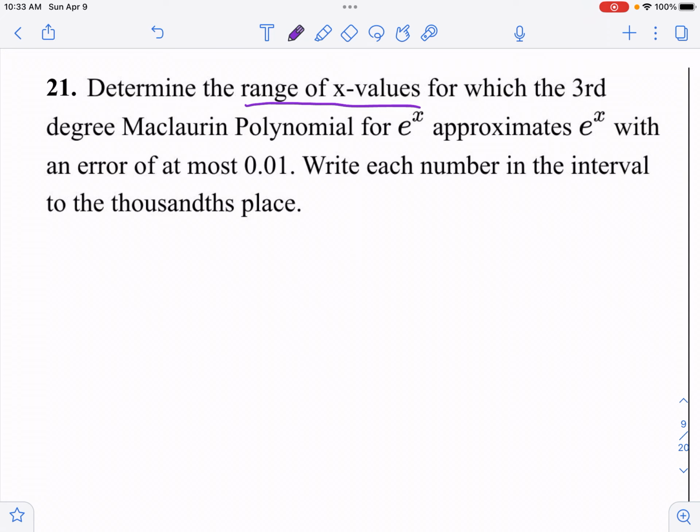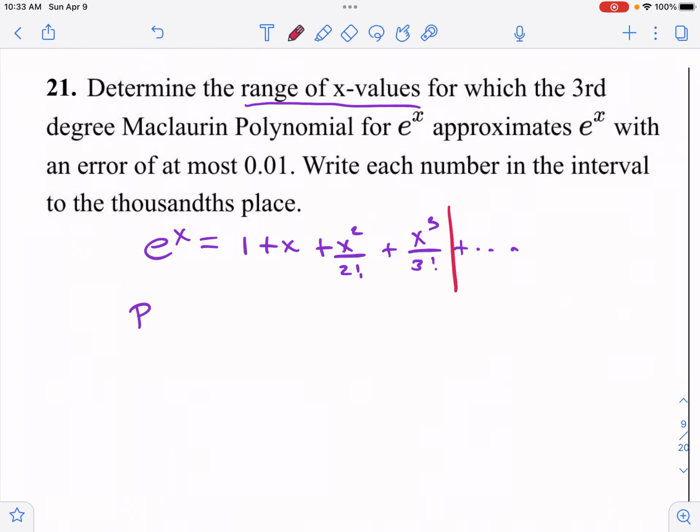So the way to do that, let's first write down our third degree Maclaurin polynomial for e to the x. So remember, e to the x is 1 plus x plus x squared over 2 factorial plus x cubed over 3 factorial, etc. Now we're going to use the third degree, so we're going to truncate here. And once you do that, it's an approximation, which means there's an error. Okay, so my third degree Maclaurin polynomial is this.